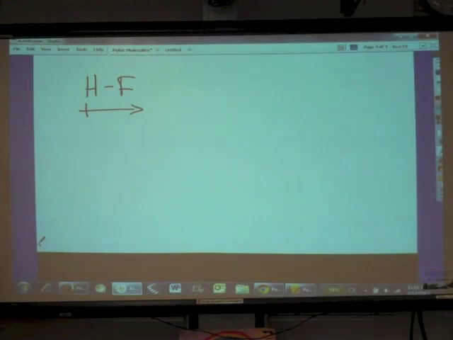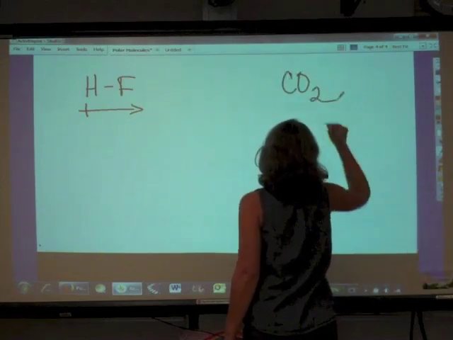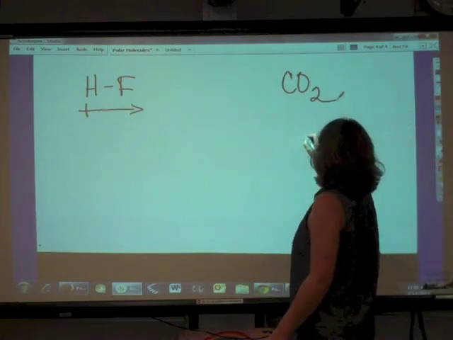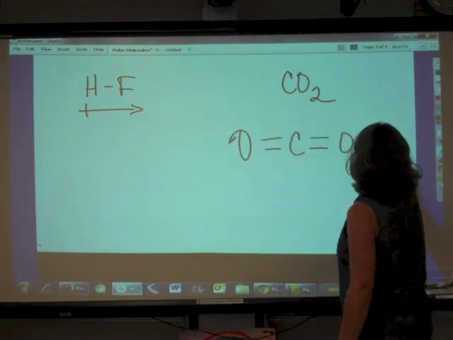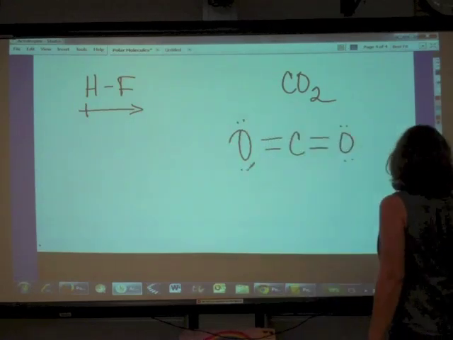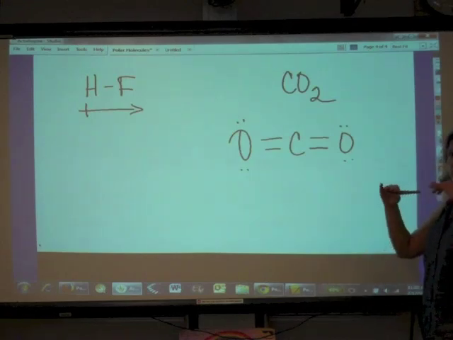Okay, now let's do something a little more complicated than just that. What about carbon dioxide? Okay, if we make a Lewis structure for carbon dioxide, what we will end up having is something like this. We've got two lone pairs here and here. What is the shape of this molecule? The shape of this molecule is linear. Okay, so everything is in a line on the same plane.